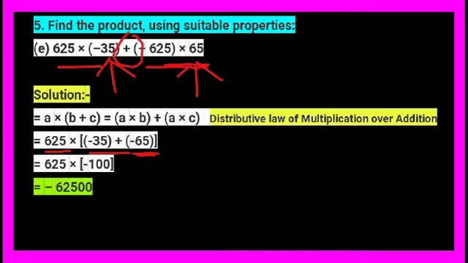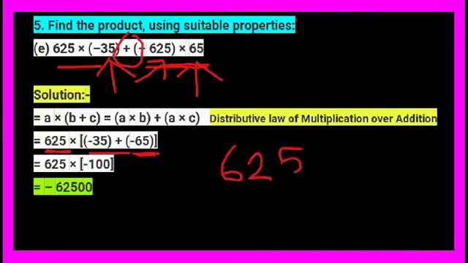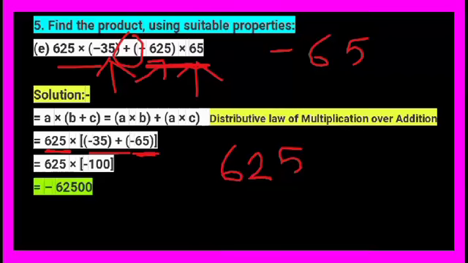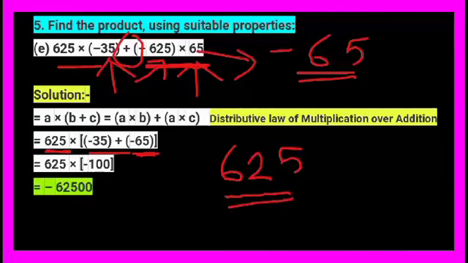Why is this minus 65? Because we have taken only 625 out of this multiplication. So the minus sign will be there, no? So we have to consider the remaining is minus 65 from this multiplication whenever we take 625 common.